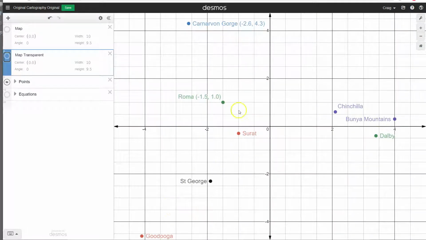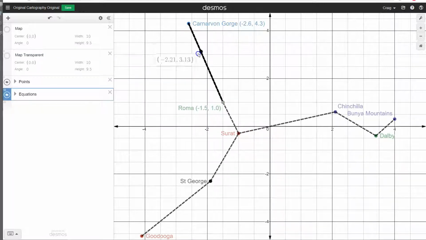Now, this isn't particularly intuitive just yet because they're just points on the map, but rather the objective is we need to map out the roadways. So what you're going to find is that the solution should look something like this. Now, I'm not going to show you the equations or the points for that matter because remember, that's your job in the assignment. But what I will do is I'll show you how to do this first line here. So the line linking Carnarvon Gorge to Roma.